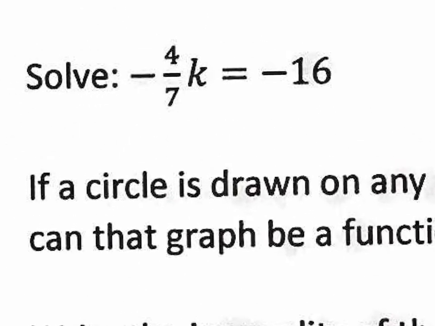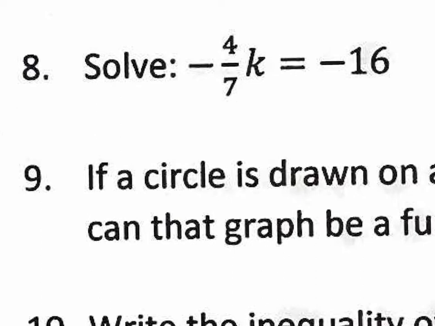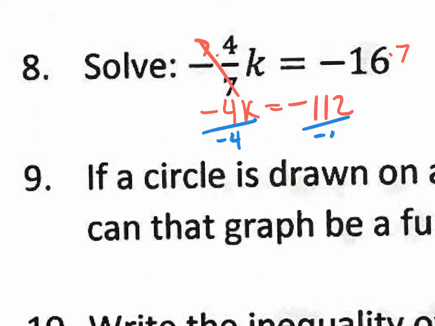Number 8. You want to get rid of the fractions? Let's multiply both sides by what? 7 times 7 cancels. Negative 4k equals negative, so you have negative 4k equals negative 112. Let's divide both sides by negative 4, and you will get k equals positive 28.